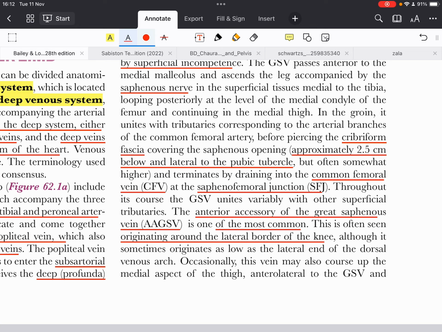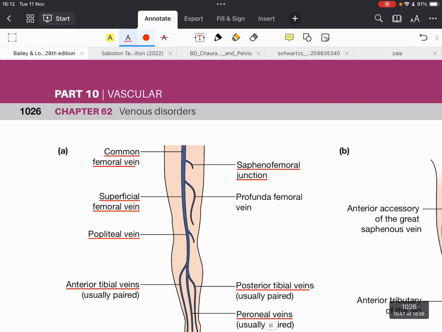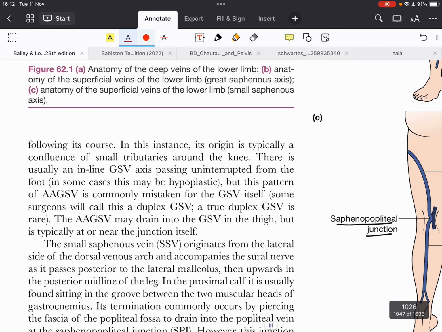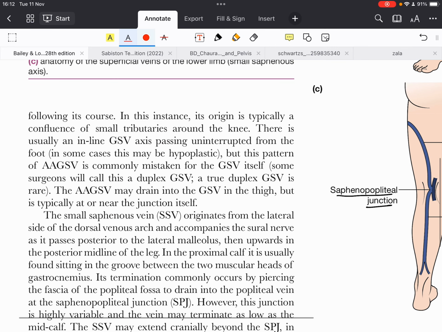Occasionally, these veins may also course up the medial aspect of the thigh, anterolateral to the GSV, and follow its course. In this instance, its origin is typically a confluence of small tributaries around the knee. There is usually an in-line GSV axis passing uninterrupted from the foot. In some cases this may be hypoplastic, but this pattern of AAGSV is commonly mistaken for the GSV itself. Some surgeons will call this a duplex GSV.